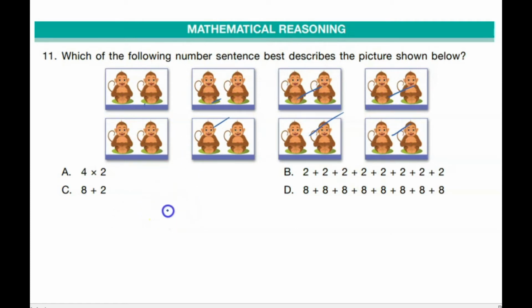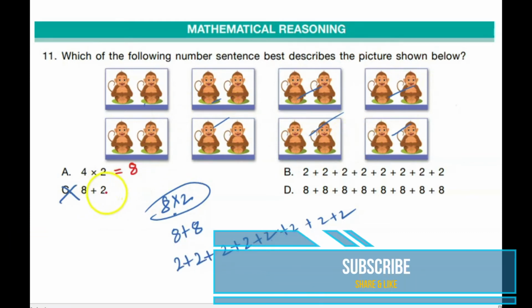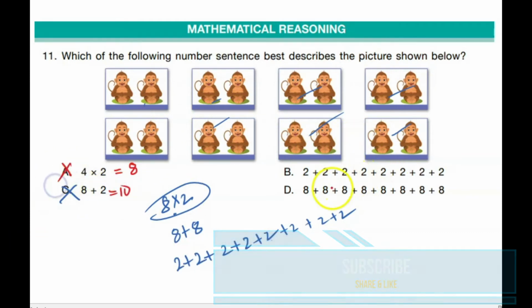So what we can do? 8 times 2 or 8 plus 8 or 2 plus 2. How many times? 8 times, right? So 1, 2, 3, 4, 5, 6, 7, 8, right? So which option is present here? No, 2 times 8 is correct, not 2 plus 8, because we have 16 monkeys. If we solve these options, A will give us 8 monkeys. No, it's wrong. We can see 16 monkeys in the picture, right? 8 plus 2 is giving us 10. So this is also wrong.